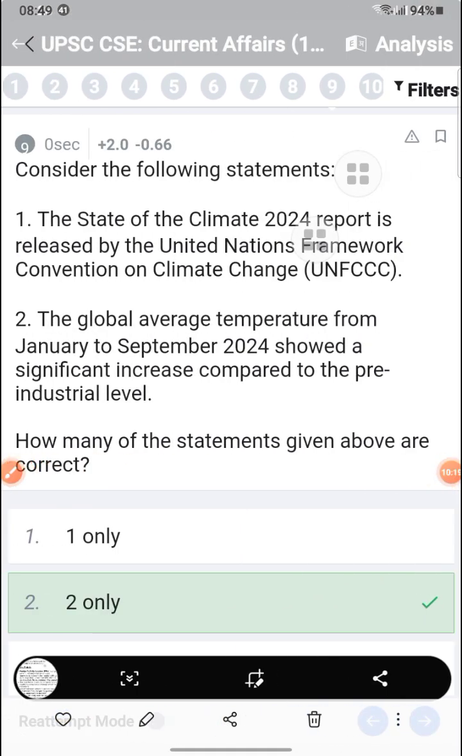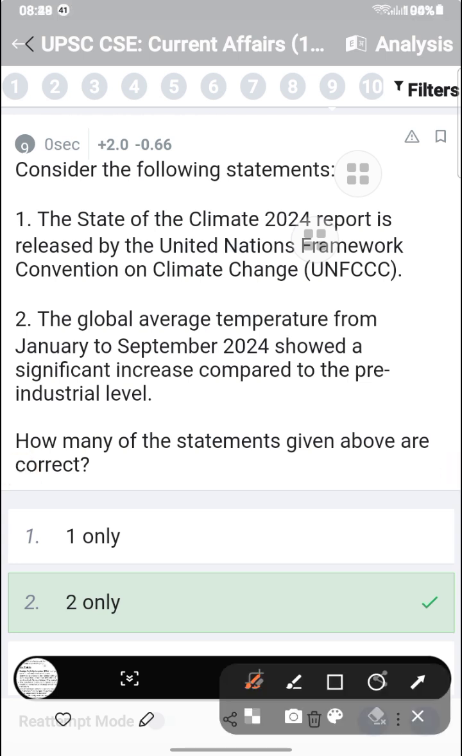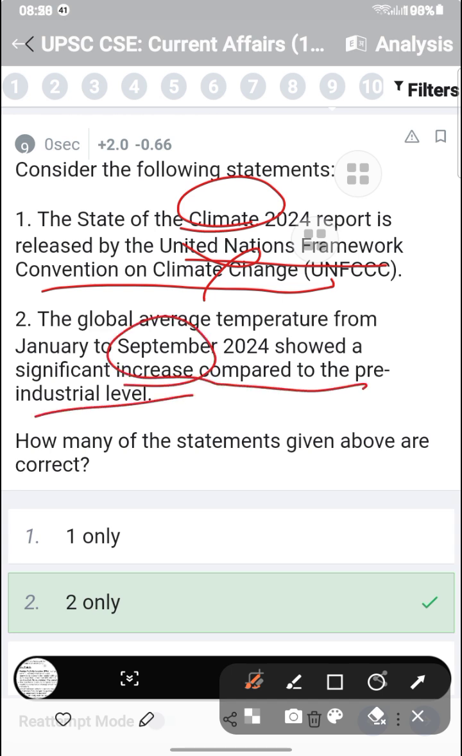The State of Climate 2024 report is released by the United Nations Framework Convention on Climate Change. That is not true. But the global average temperature from January showed a significant increase over the pre-industrial level. So that showed the increased outcome, but the report is released by the UNFCCC.